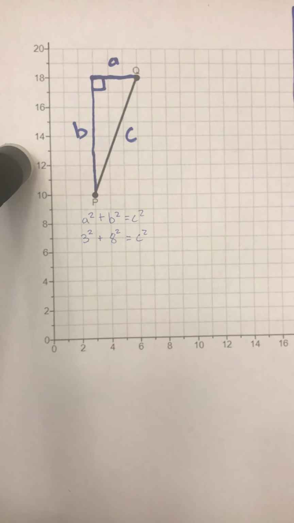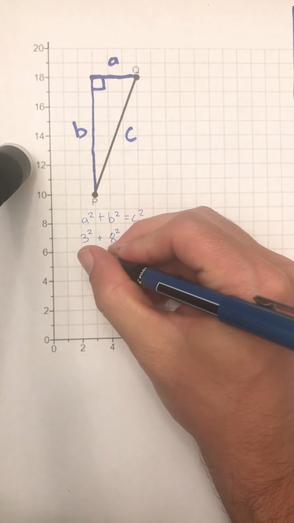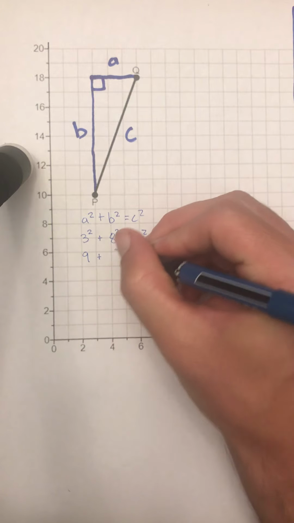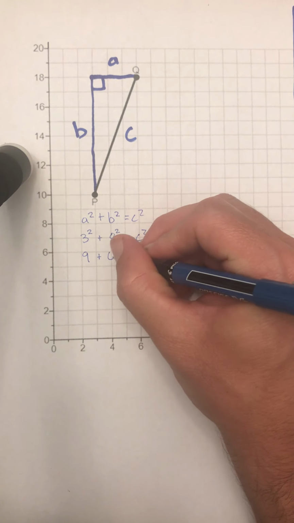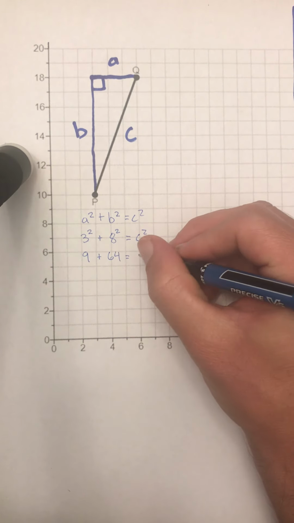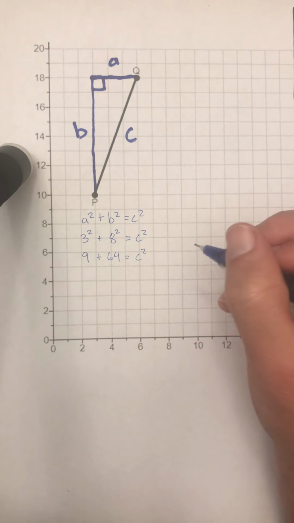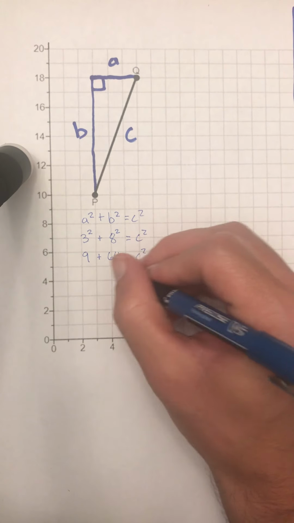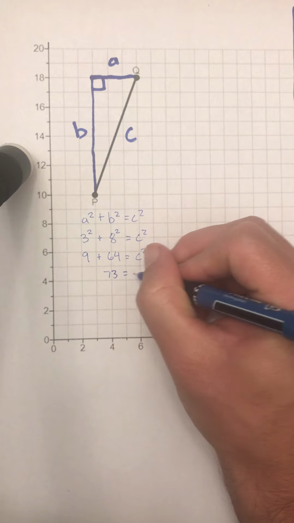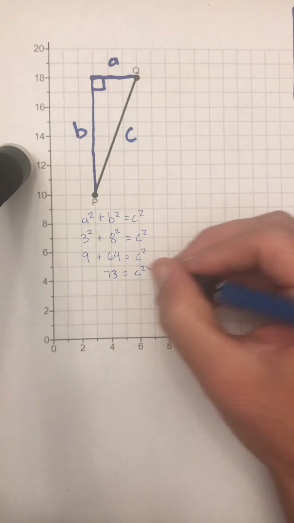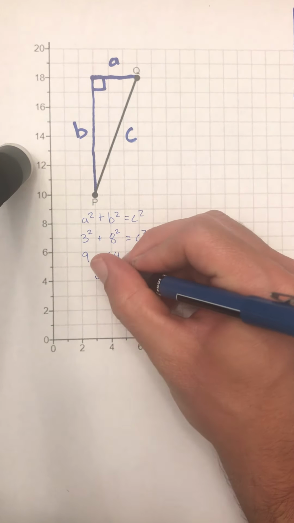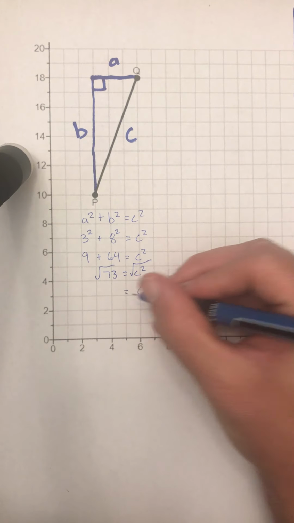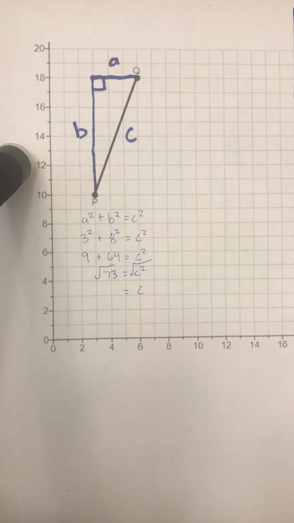Let me go ahead and just finish the problem mathematically. We get 9 plus 64 equals C squared. Add those together, you get 73 equals C squared. And again, we want C, so we simply have to square root and get C equals, let me pull up my calculator real quick.